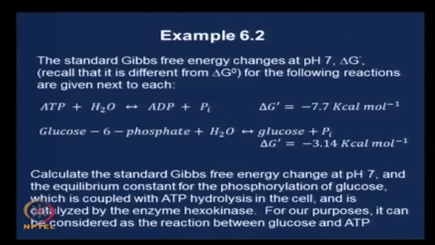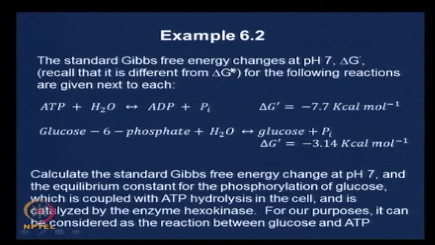I am going to give you enough time to work it out in this class, and so in this class we will just look at these 2 examples. Example 6.2 reads as the standard Gibbs free energy changes at pH 7, delta G dash, and recall that it is different from delta G naught because the physiological pH is pH 7 and delta G naught is defined under conditions of pH 0, which is irrelevant. So we use delta G dash. This is what we again recalled in the previous solution.